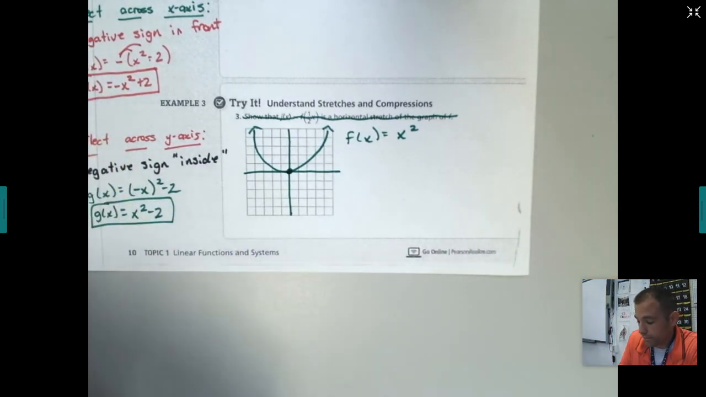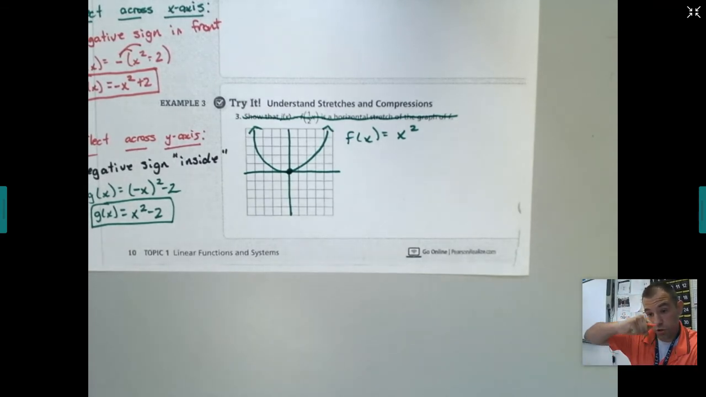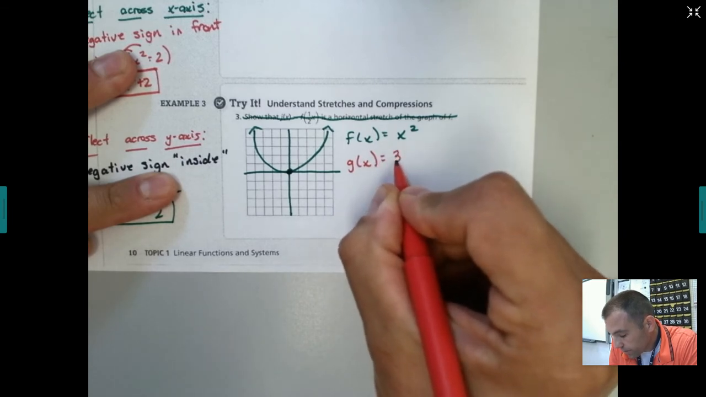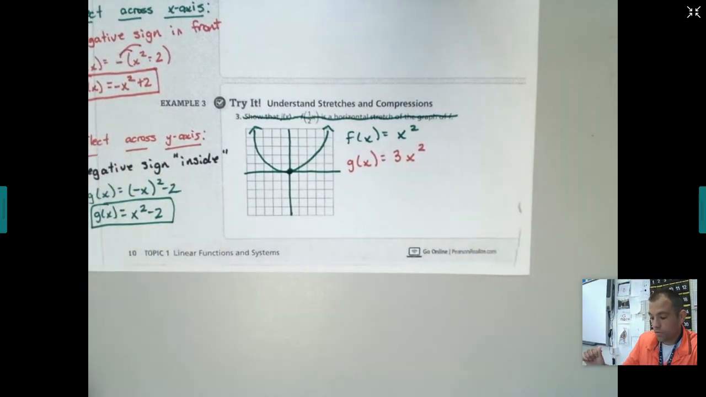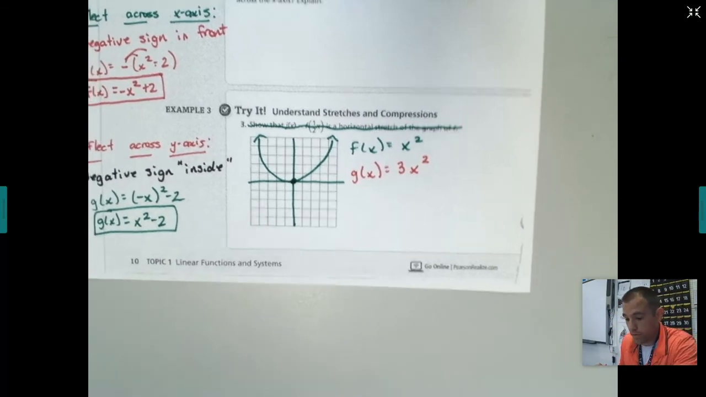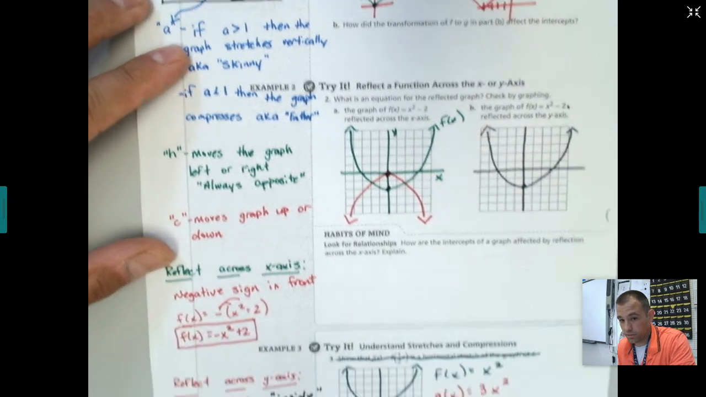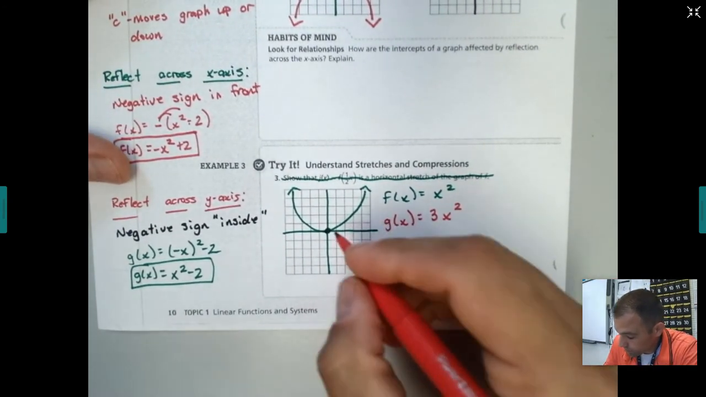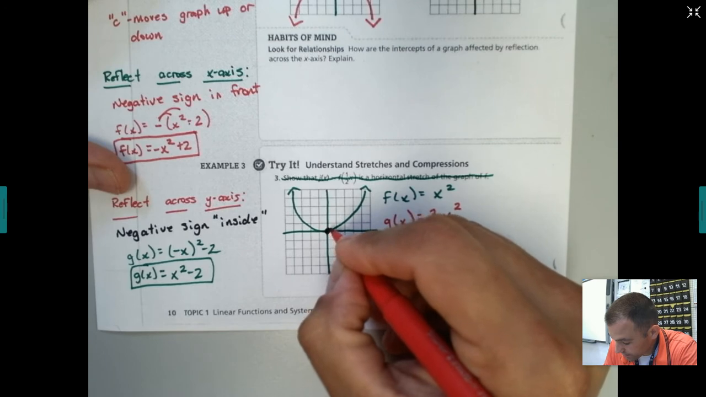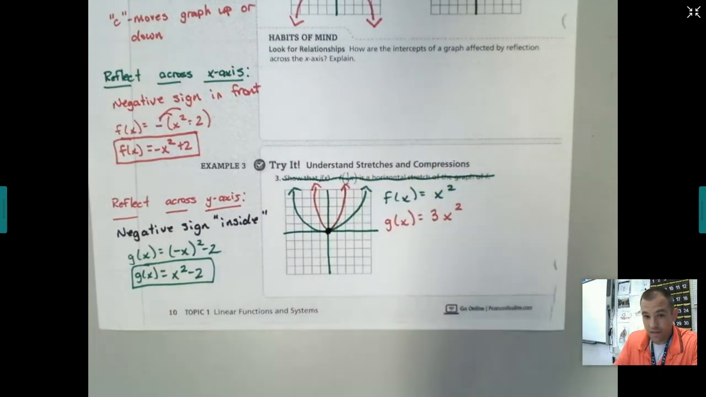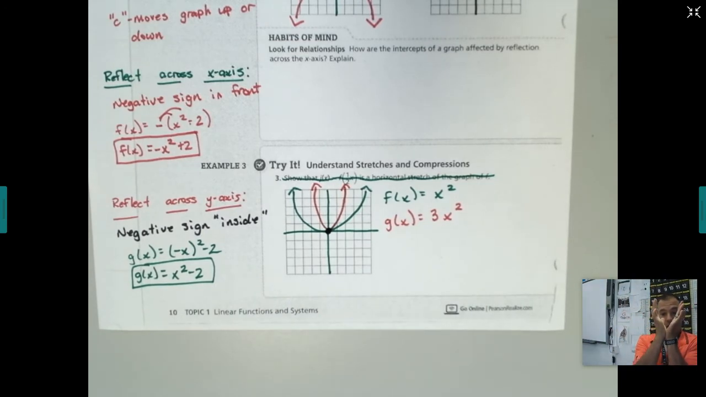Now, what if I stretched it out? So I stretched it up. What if my new equation was 3x squared? So I added the 3 in front. And remember that if there's a number in front, it's going to stretch it or make it skinny. So if it was 3x squared, it still starts at the same point, it's just going to look a whole lot skinnier. So I basically take the sides of the graph and pull them up towards each other. I stretch them out. Okay, that is if the number is greater than 1.